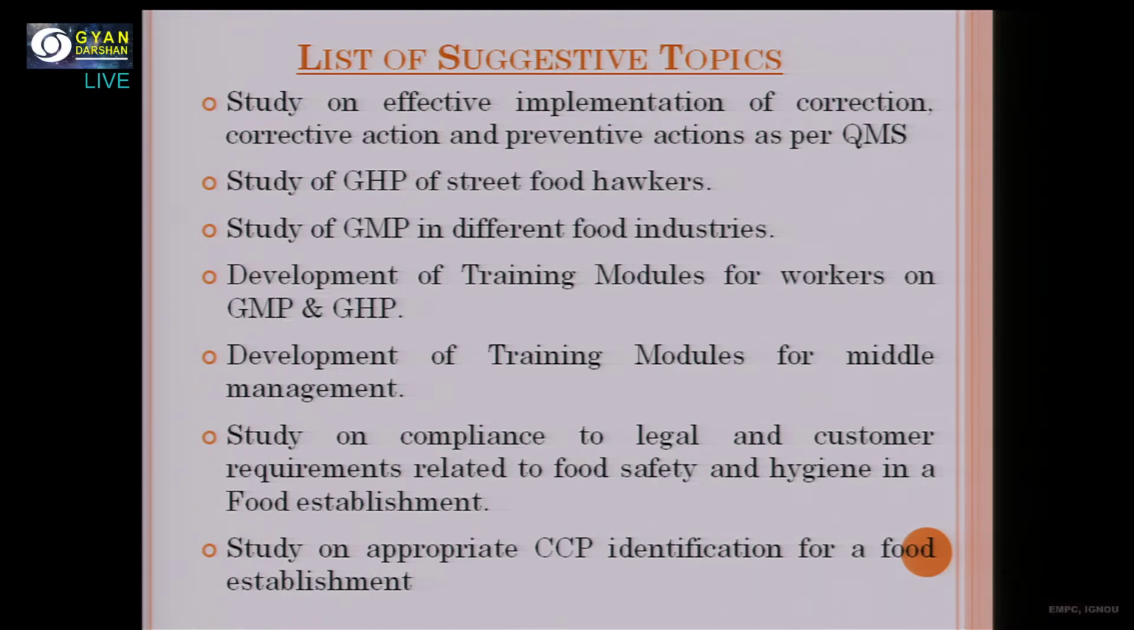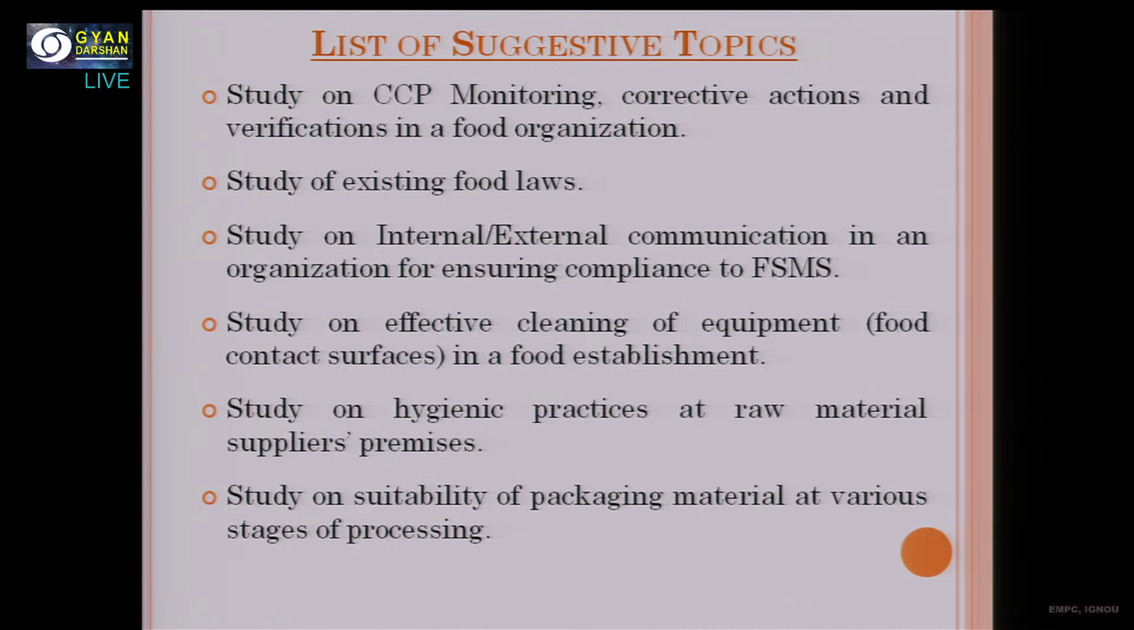You can also develop training modules for the middle management and the supervisors. You can have a study on compliance to legal and customer requirements related to food safety and hygiene in a food establishment. You can choose a topic on appropriate CCP, that is critical control point identification for a food establishment. I'm sure that you have studied about your HACCP system, that is hazard analysis and critical control point, in your theory. So you know how to identify a CCP in a food establishment. You can take up that topic also.